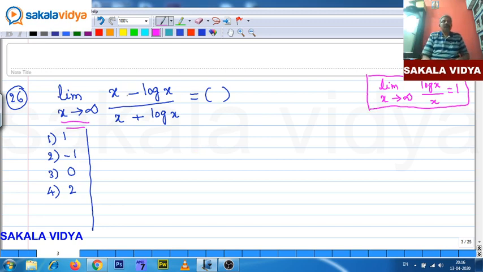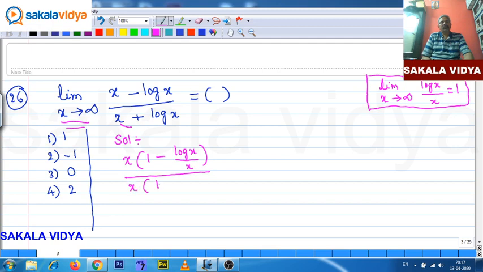So, that means from numerator take x common, from denominator take x common, then what do we get, let us see the solution. Here x is taken common from the numerator, we get 1 minus log x by x. In the similar manner, take x common from the denominator, x into 1 plus log x by x. Even if you open the brackets, you get the same thing. Limit x tends to infinity. Here x, x gets cancelled.